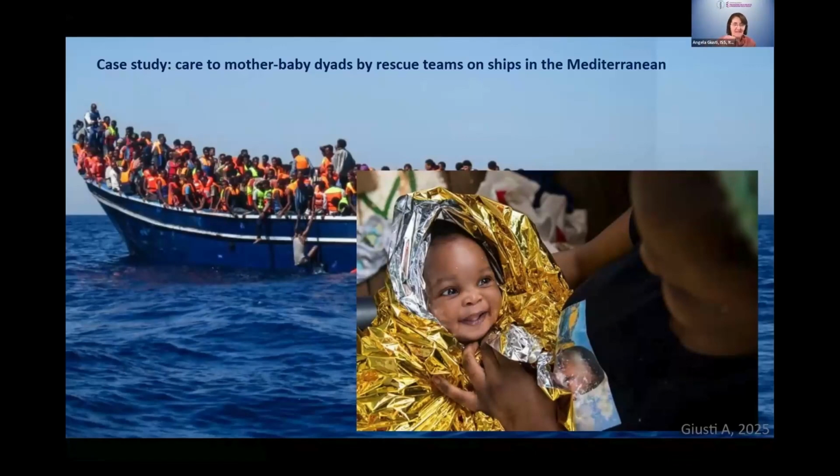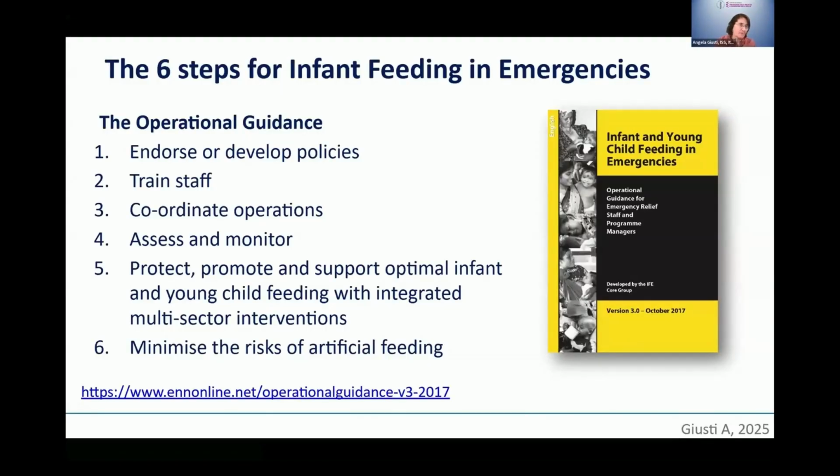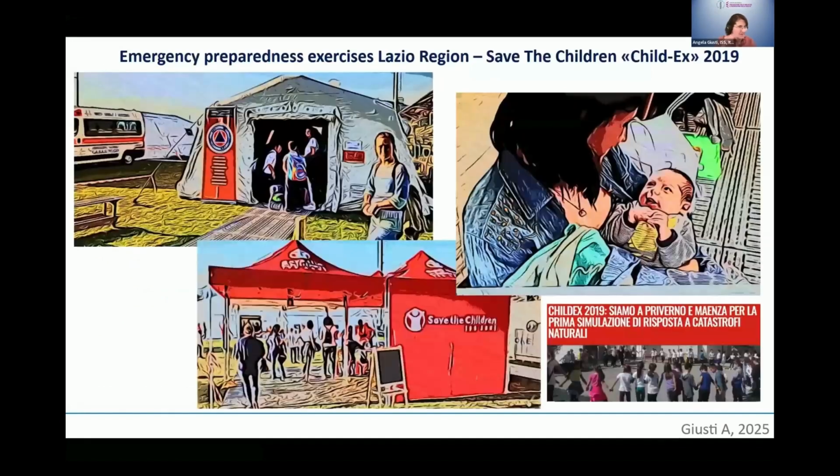This is a problem. This is my personal frustration because we tried to implement correct procedures, but we still did not succeed. This happened with the Italian Navy, but also with NGOs that are working in the Mediterranean Sea. So next one, we skip this one, next one, okay. And this is the operational guidance I was talking about previously. You can download it from the Infant Feeding in Emergencies website. And next one. This is an example of our training with the emergency coordination teams and rescue teams.